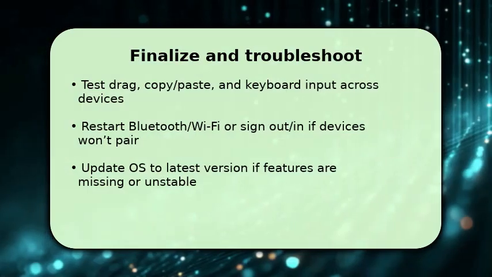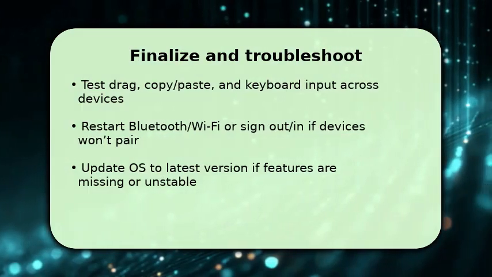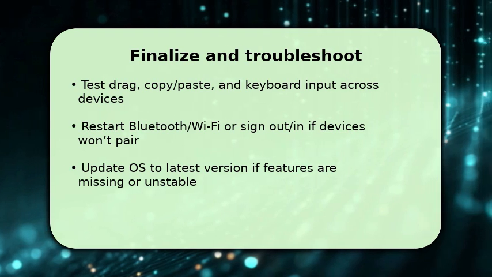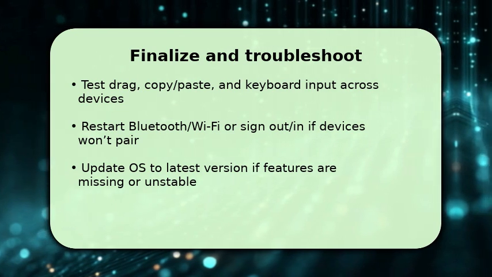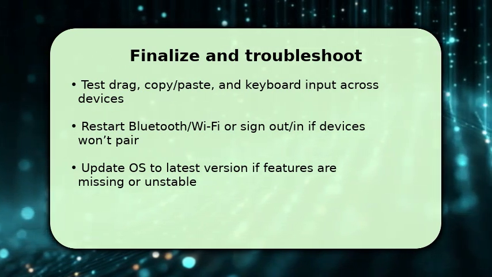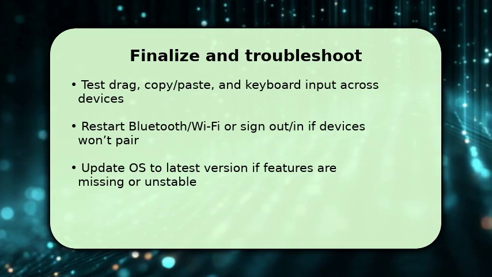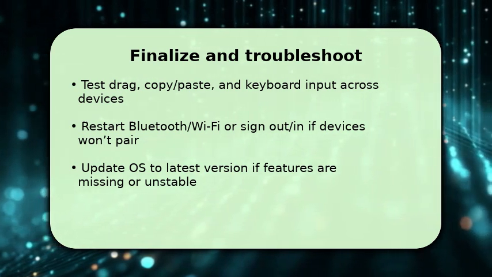Finish by testing interactions. Drag a window, copy text, and type with the Mac keyboard to confirm link stability. If things fail, first toggle Bluetooth and Wi-Fi off and on, then sign out and back into your Apple ID on both devices. These quick resets often fix pairing issues.